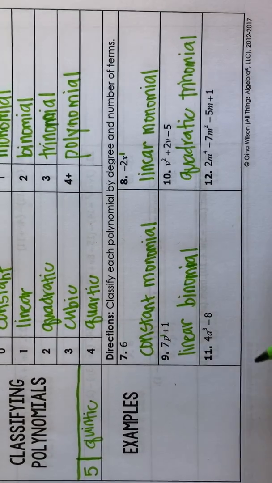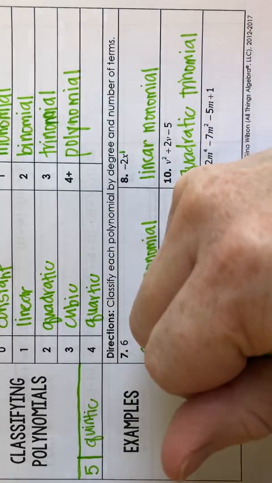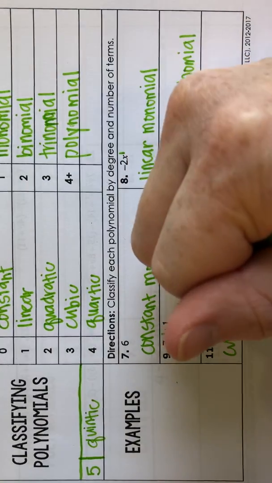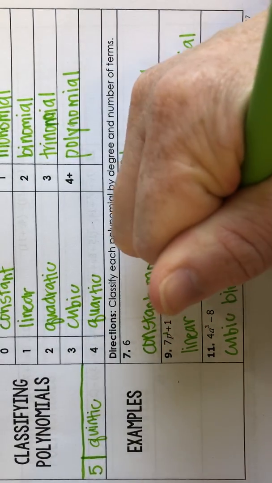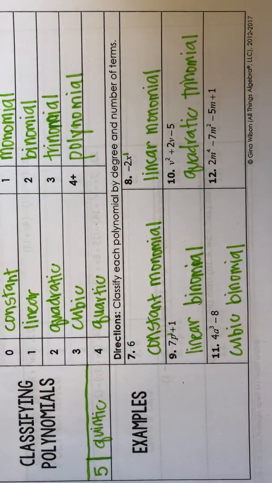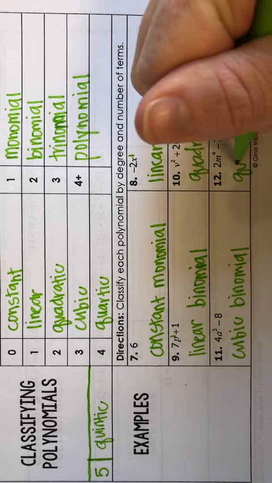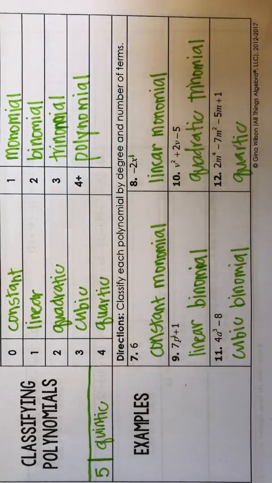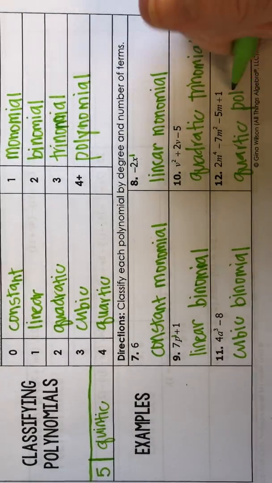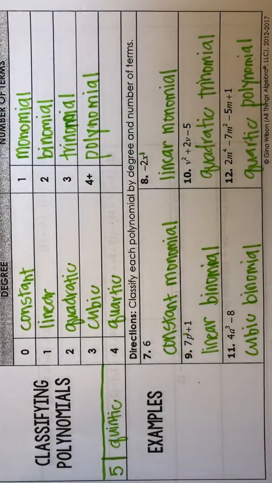Number 11, I have 4a cubed minus 8. My highest power is 3, so that makes this a cubic. And there's only 2 terms, so that makes it a binomial. So a cubic binomial. And then last over here for number 12, my highest power is 4, so that makes it quartic. And I have 4 terms, so that makes this a polynomial. Okay?